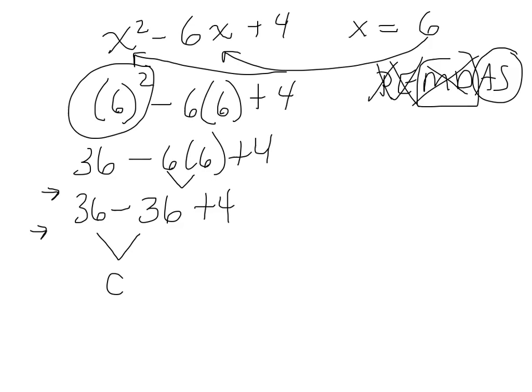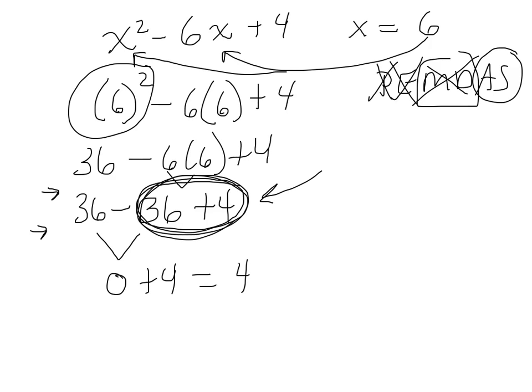36 take away 36 is 0. Finishing the problem out, 0 plus 4 is 4. Again, I just want to re-say that. Some people will get to this point and say, well, the A comes before the S in PEMDAS, so I have to do the addition first. That would be a no. Don't do that. It's adding and subtracting from left to right as they crop up.